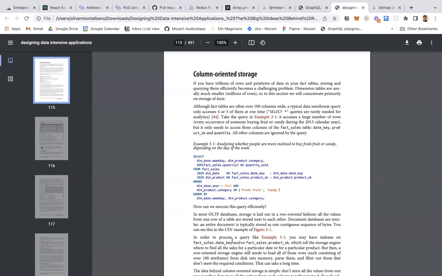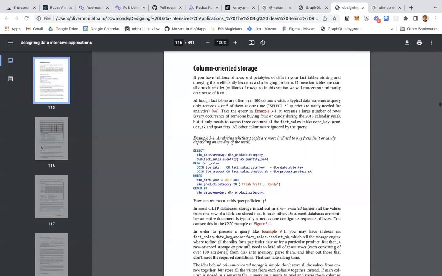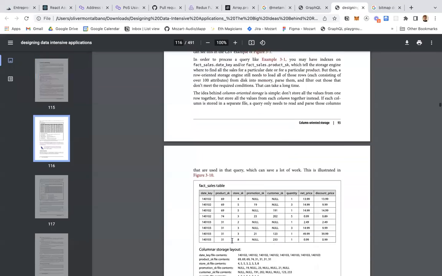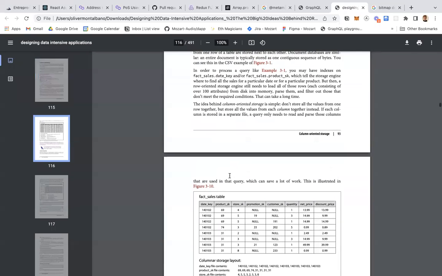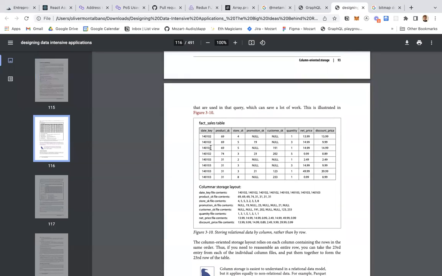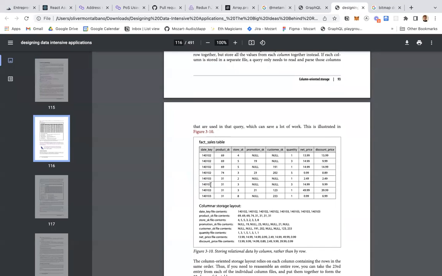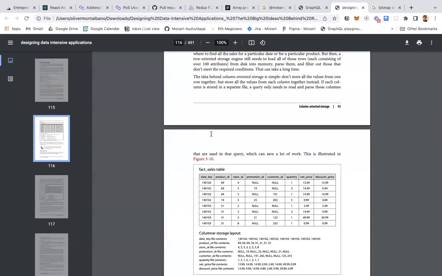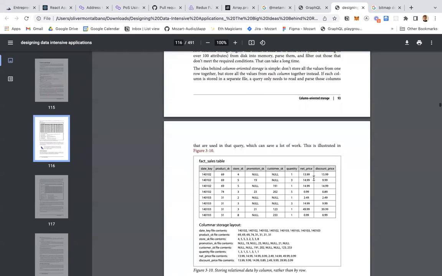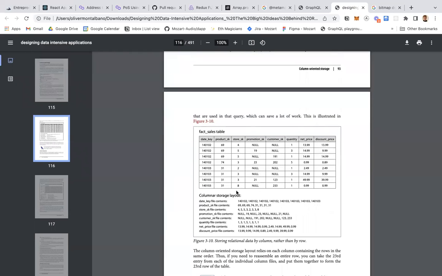Mm, hmm. But what would... I guess now that I'm thinking about it, I'm not understanding what a column storage layout is in general. Like, this is a column storage here, right? So this to me just looks like a regular table. Oh, we're looking at two different examples. Are you looking at figure 10? Column. So this is a regular table.